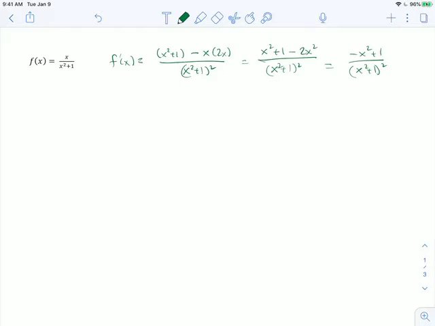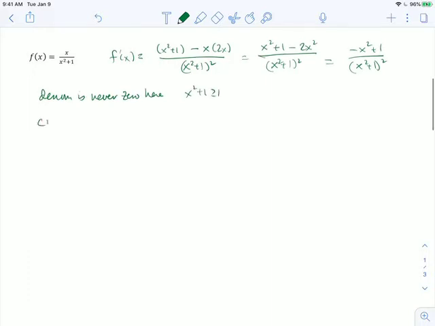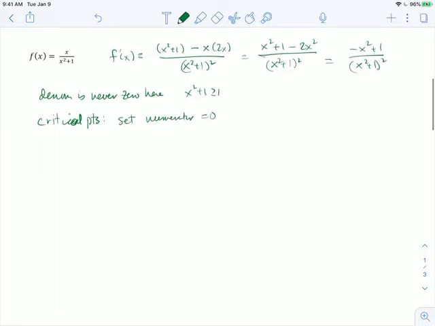Now the denominator is never 0. X squared plus 1 is always bigger than or equal to 1. And so for critical points, I'm going to just set the numerator equal to 0. Remember, a fraction is equal to 0 when its numerator is equal to 0. So I get minus x squared plus 1 equals 0.